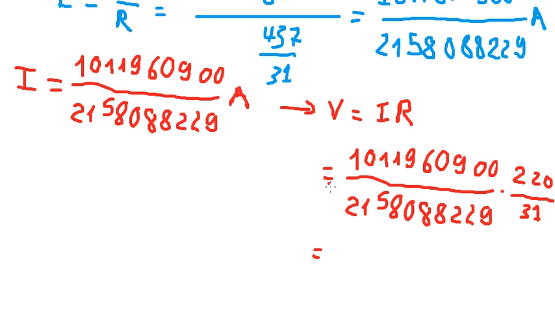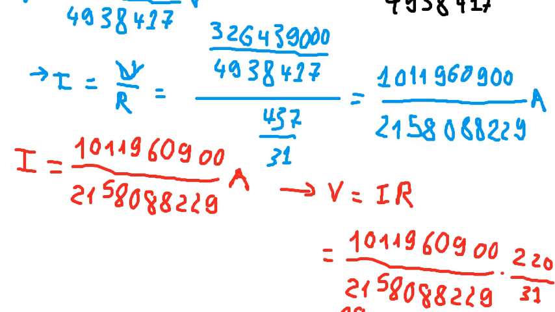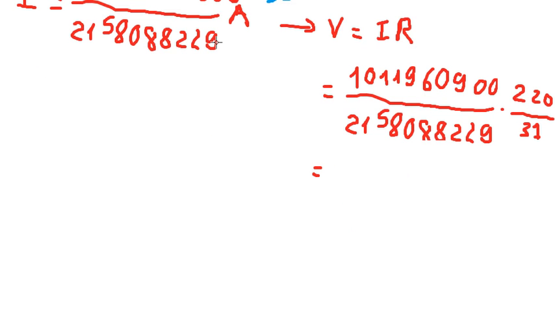And we have 682,000 over 20,400, 204,941. Missing a 0 in here. So this one goes in here. So this one, 20,000 over 601. And this is for the voltage.